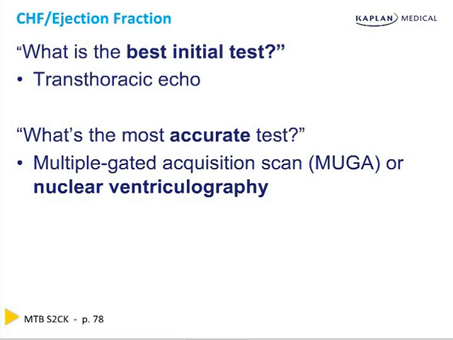A multi-gated scan. You inject a nuclear isotope into the bloodstream and see how much of it is ejected from the heart. You inject and then watch how much is ejected and subtract what's at end diastole from systole. And you get an exact percentage. So rather than taking a two-dimensional image, I'm actually looking at the amount of nuclear energy emitted from the heart.